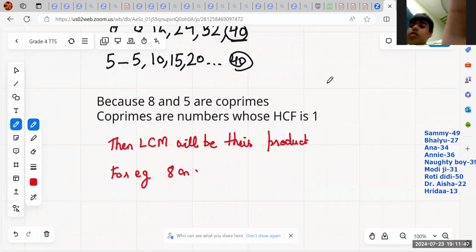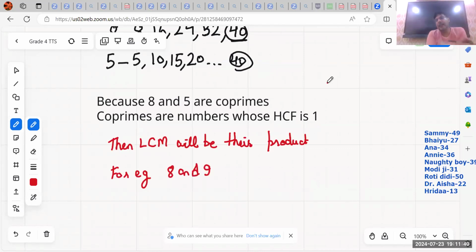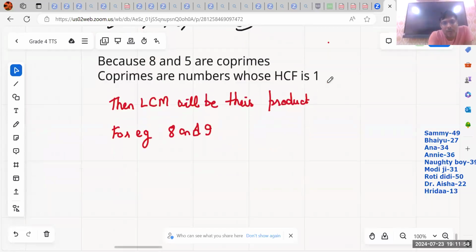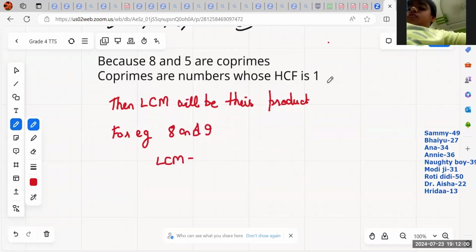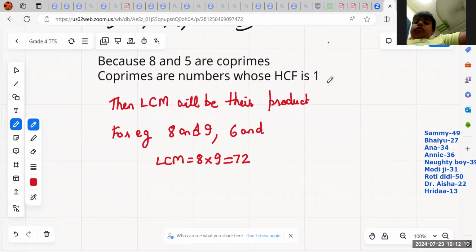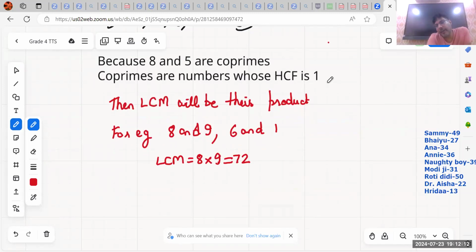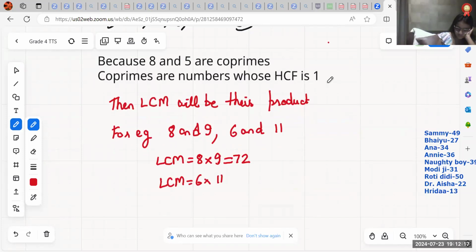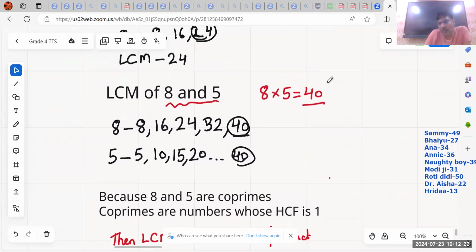For example, 8 and 9. 8 and 9 में कोई भी कॉमन फैक्टर नहीं है except for 1. तो फिर इनका जो LCM होगा क्या होगा? 8 multiplied by 9, which is equal to 72. One more example. 6 and 11. LCM will be what? 66.